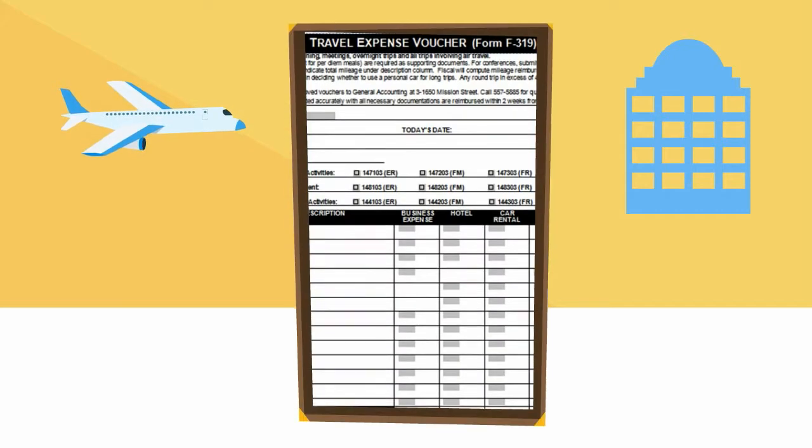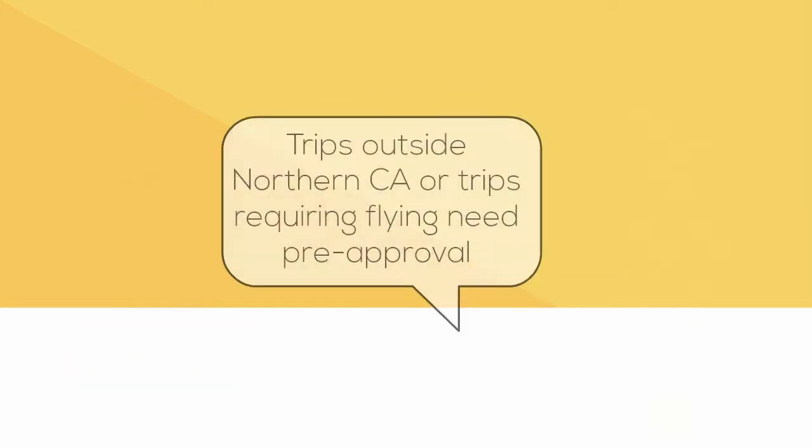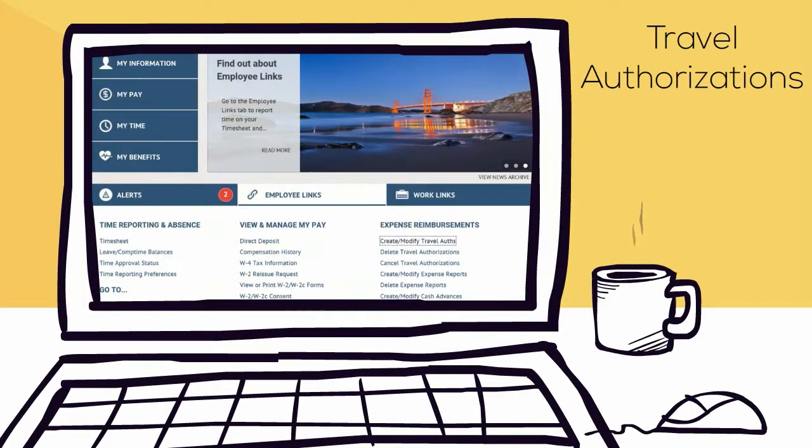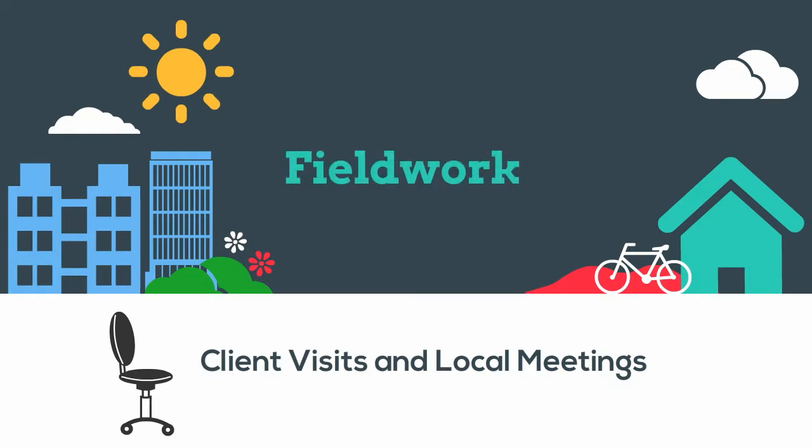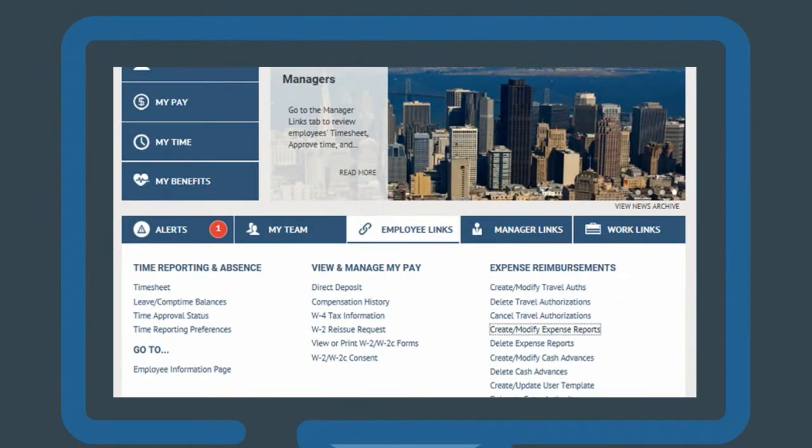You may remember that air and hotel travel reimbursements were processed using Form 319. In this new system, trips outside Northern California or that require flying need pre-approval and are entered through the travel authorization page. Go to the Employee portal, click on Employee Links, and then click on the Create Modify Travel Authorizations link. Trips for client visits and local meetings are not considered travel, but are considered field work and can be directly entered into the expense report after the fact. Miscellaneous reimbursable work expenses previously submitted through Form 4028 are also submitted here through the Create Modify Expense Report link.